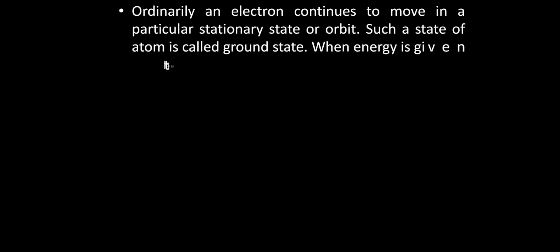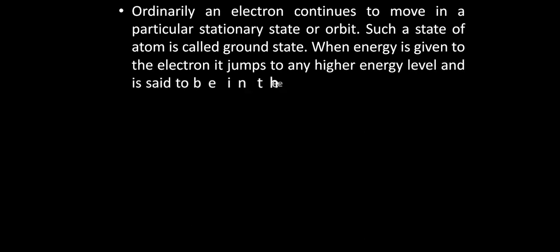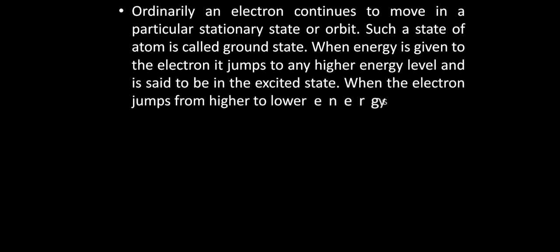Ordinarily, an electron continues to move in a particular stationary orbit or state. Such a state in an atom is called the ground state. As we have discussed, an atom has stationary states, the energy levels, and the electron in it will always revolve in that stationary state. When some external energy is given to the electron, it jumps to a higher energy level and is said to be in the excited state. So how can an electron jump from the state where it is present to a higher energy state? When you supply a definite amount of energy.